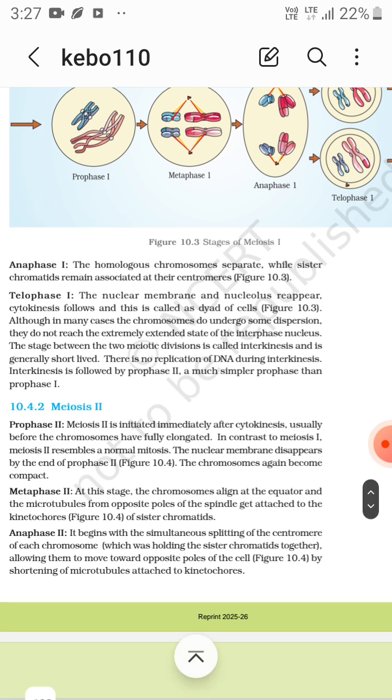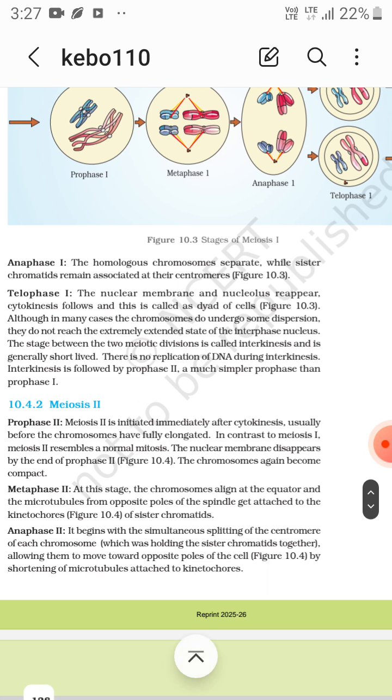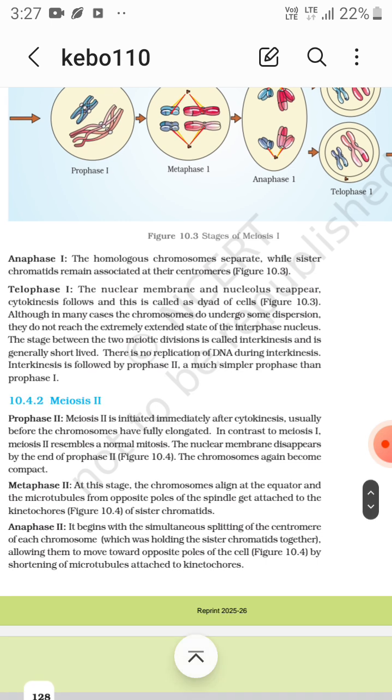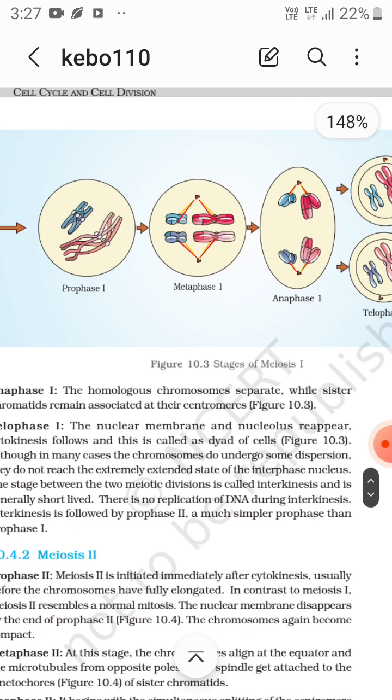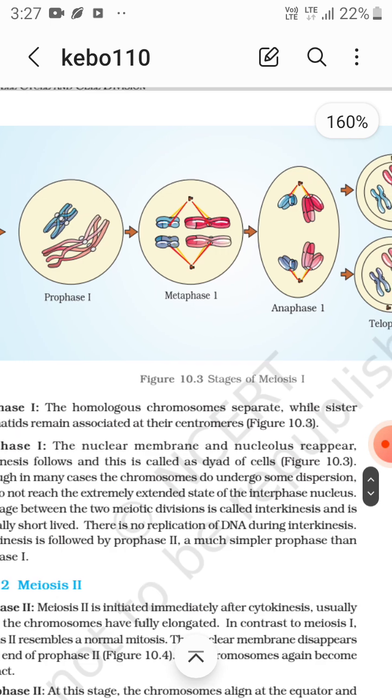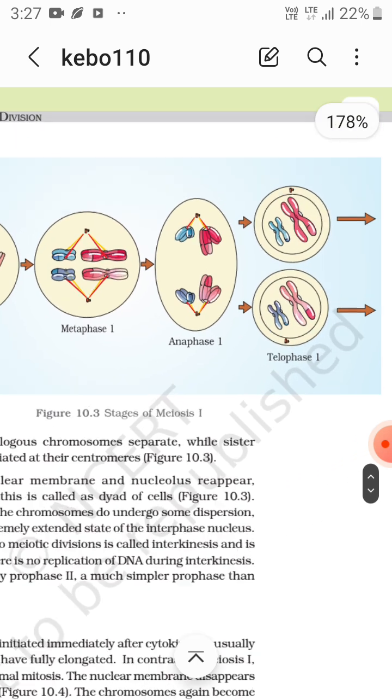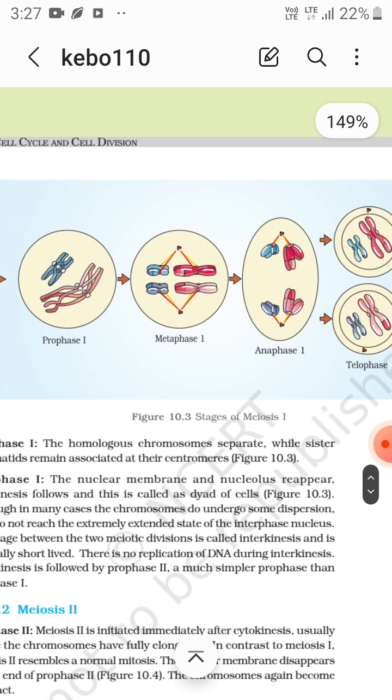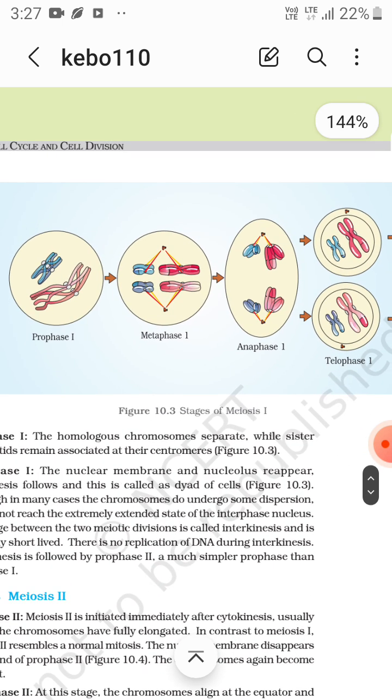There is no replication of DNA during interkinesis. Interkinesis is followed by prophase 2, a much simpler prophase than prophase 1, right? So this is prophase 1, then metaphase 1, then anaphase, and then the dyad of cells. Two cells are formed, as you can see.